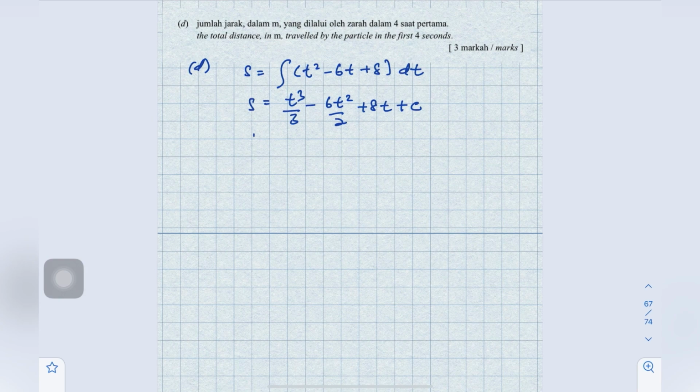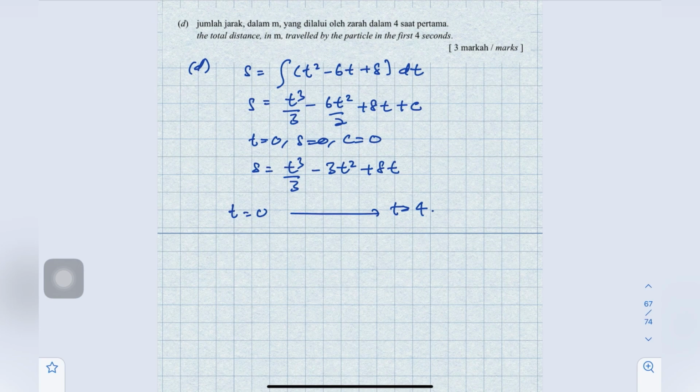So when t equals 0, S equals 0, then C equals 0. So then S equals t cubed over 3 minus 3t squared plus 8t. Okay, so then we substitute time. Then to find the total distance in the first 4 seconds, meaning from t equals 0 to t equals 4.